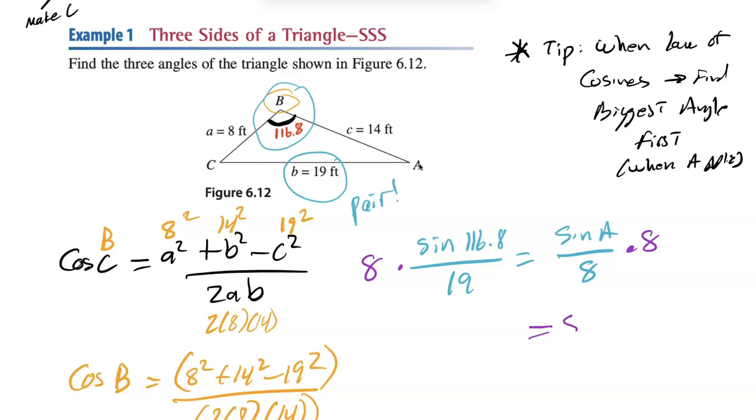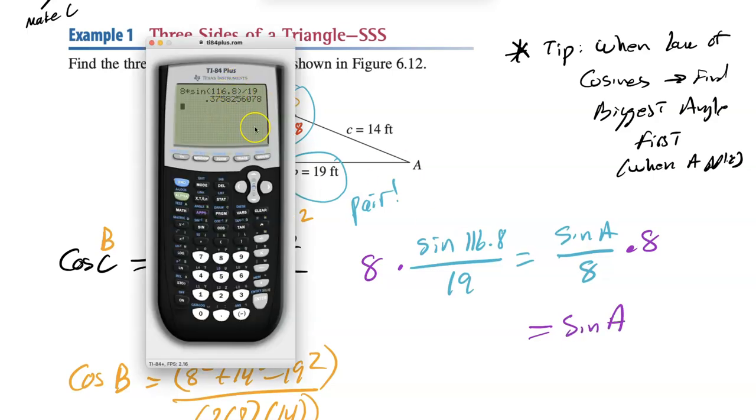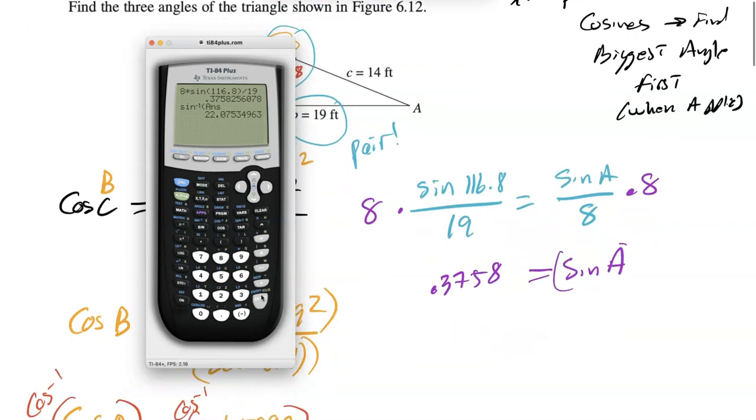Put all that into our calculator, figure out what it is real quick. Did it off camera, and I got 0.3758. And then we'll inverse sine both sides. So second, inverse sine, our answer. And we get 22, we'll say 22.1. So sine inverse, and we get 22.1 equals A.